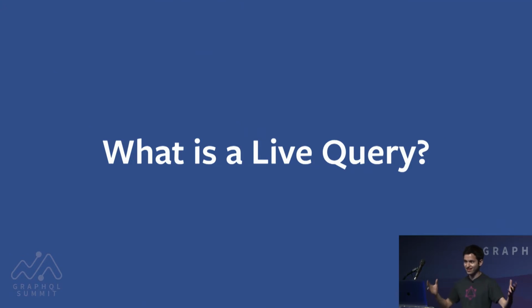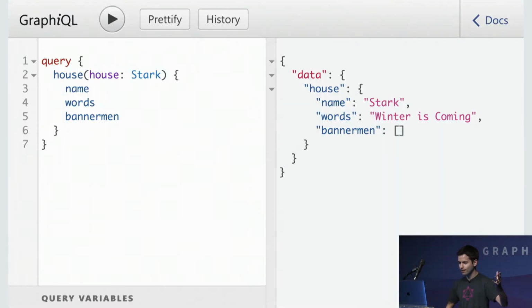So what is a live query? Let's start with a regular query, which should look familiar. I'm borrowing from Rob's example of a Game of Thrones world that we live in. We have a house with a name, words, and bannermen. Suppose we're building an application that uses this information, and we would like to keep this information updated in real time in our application. How could we do that?